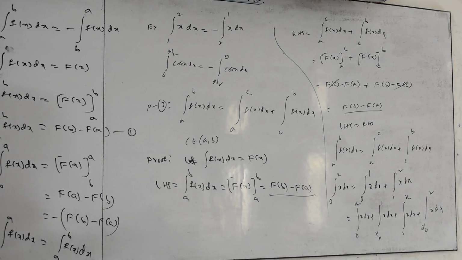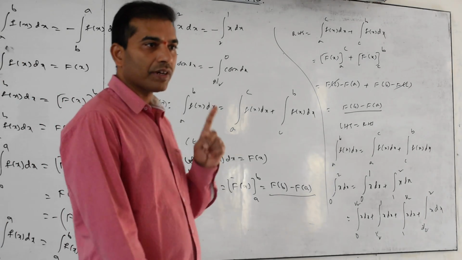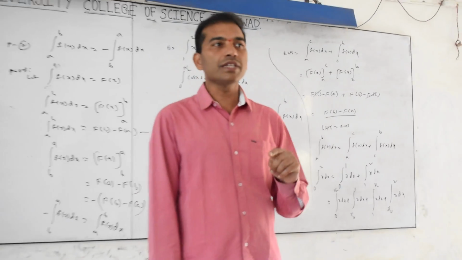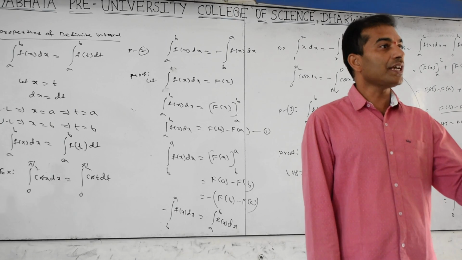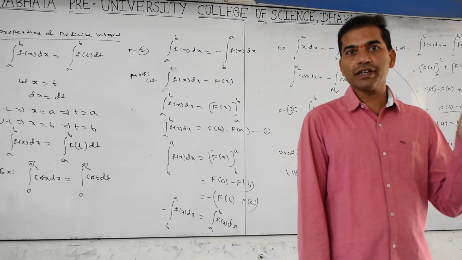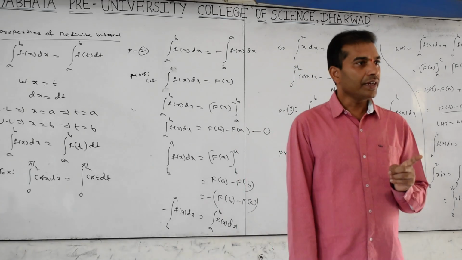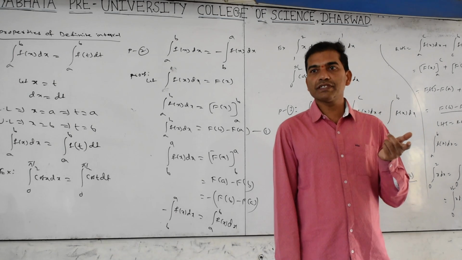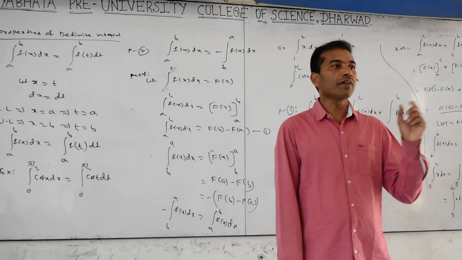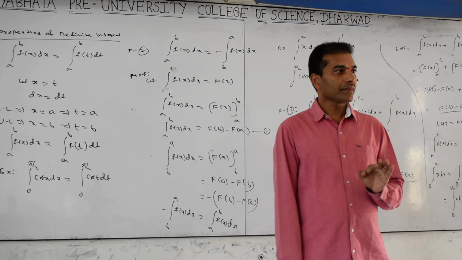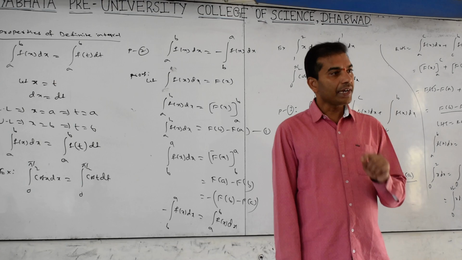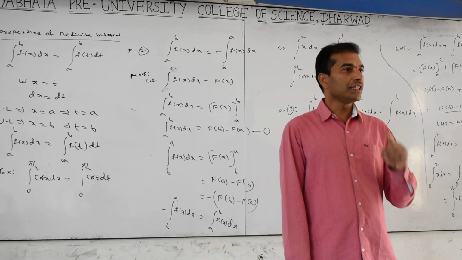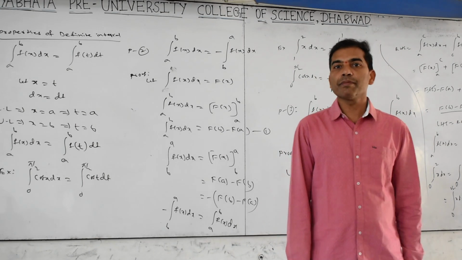Are you following? So far, how many properties are over? 3 properties. What is the first property? Integration of a to b f of x dx equals integration of a to b f of t dt. Change the variable, no change in the definite integral. Second property: if you interchange the limits, then the sign changes. Integration of a to b f of x dx equals minus integration of b to a f of x dx. Third one: integration of a to b f of x dx equals integration of a to c f of x dx plus integration of c to b f of x dx, where c belongs to the open interval (a, b).